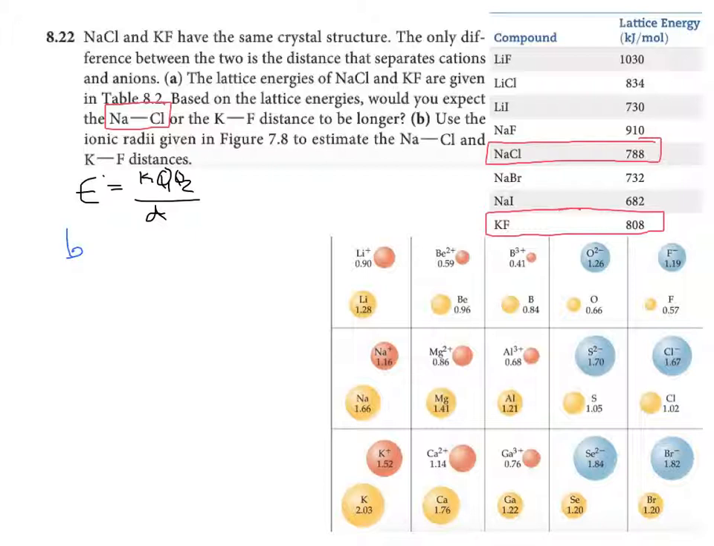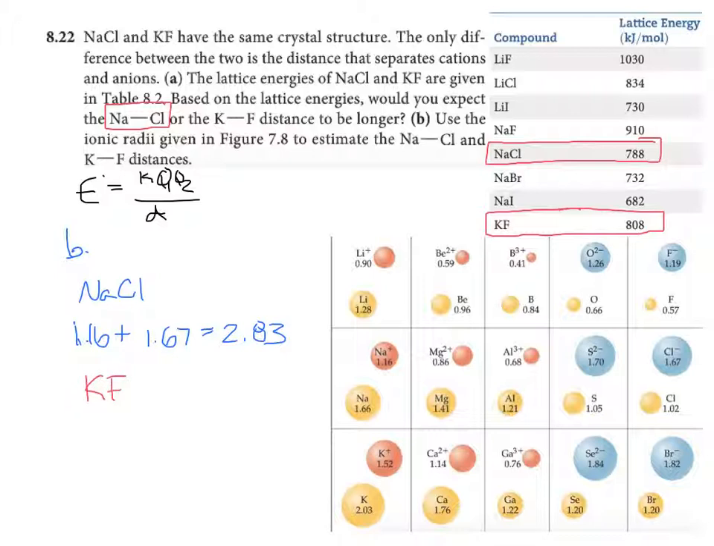So you should see that in each box there's two numbers for each one. There's the number for the neutral atom and there's the number for the ion. So we just need to make sure we're using that one. So for NaCl, we're going to use 1.16 for Na. For Cl, we're going to use 1.67, and that should give us something around 2.83.